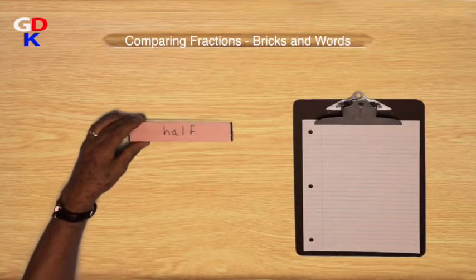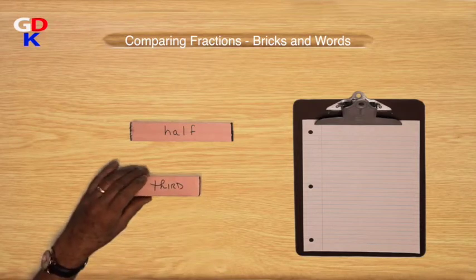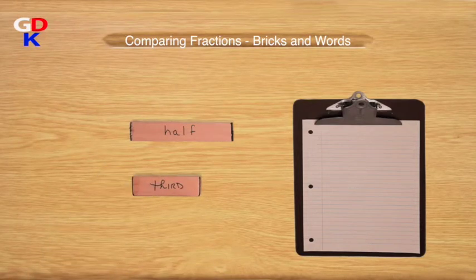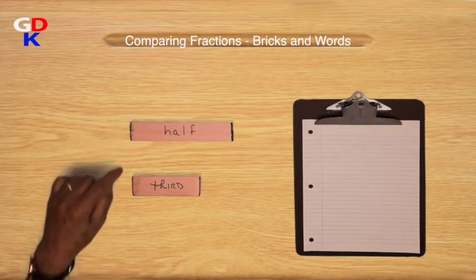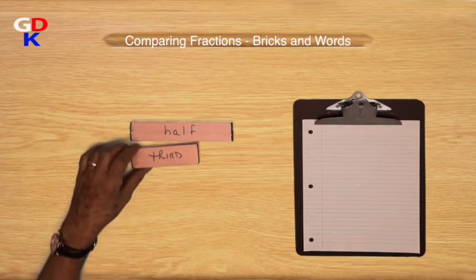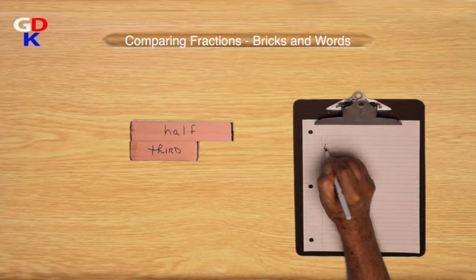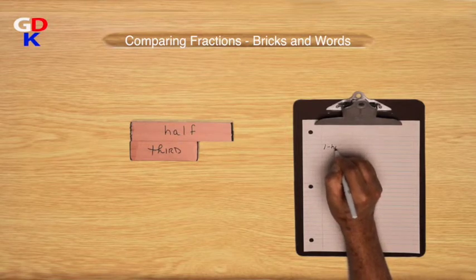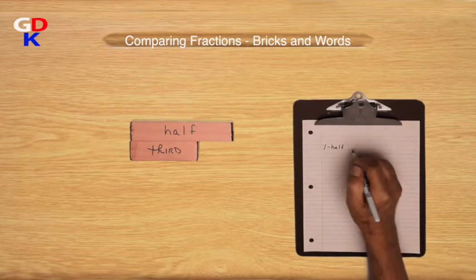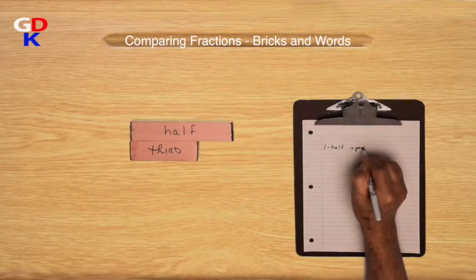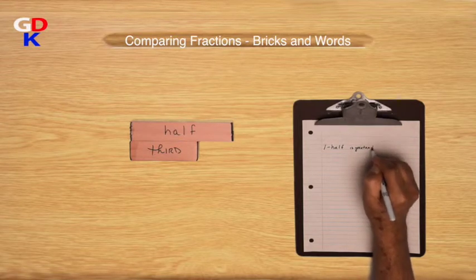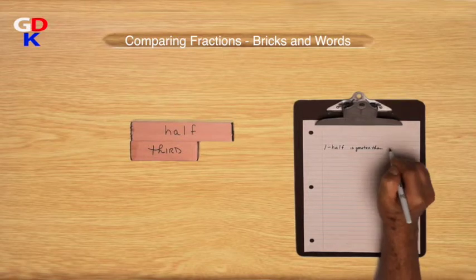We are now going to take 1/2 and 1/3 again, and we're going to compare them. Except this time, we're going to use the words involved in the comparison. So we can see from our comparison here that 1/2 is larger or greater than 1/3. So we say that 1/2 is greater than 1/3.